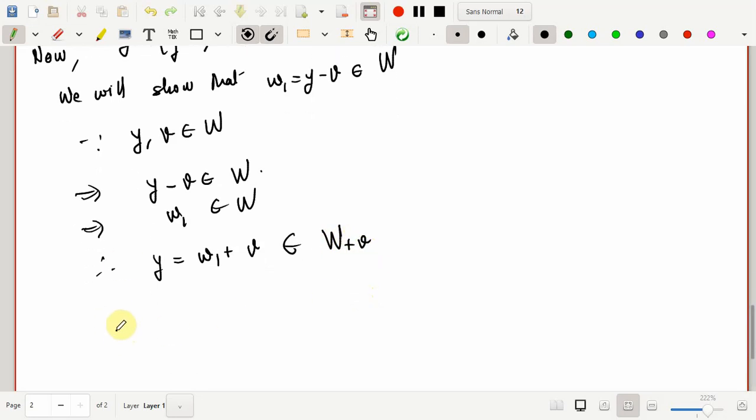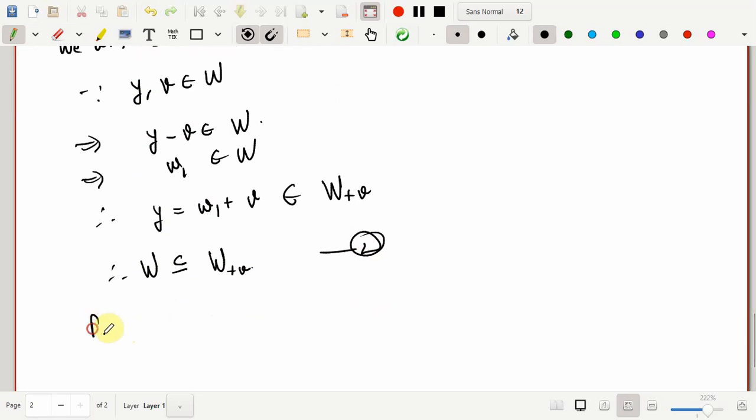Okay, so by this we have proved that a subspace W is a subset of W plus V, the right coset. So from 1 and 2 what we observe is that W is the same as W plus V.